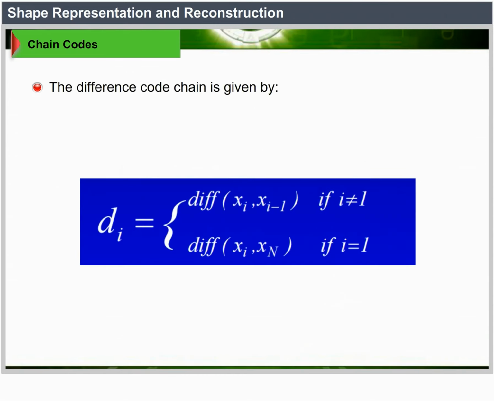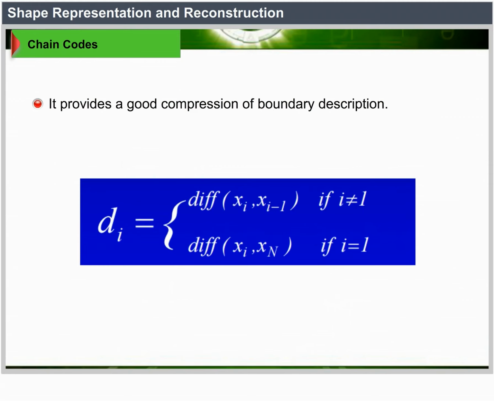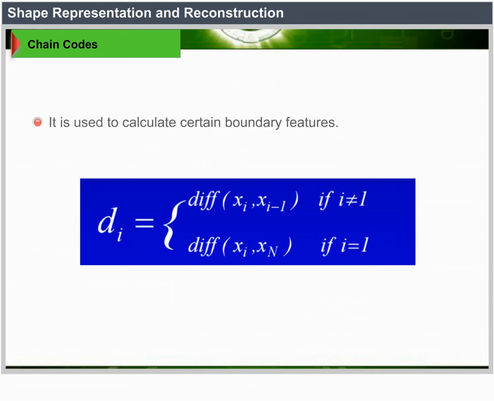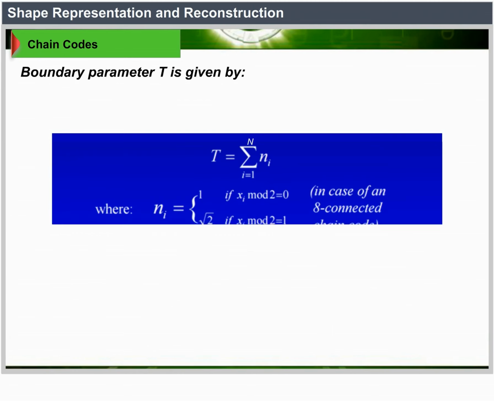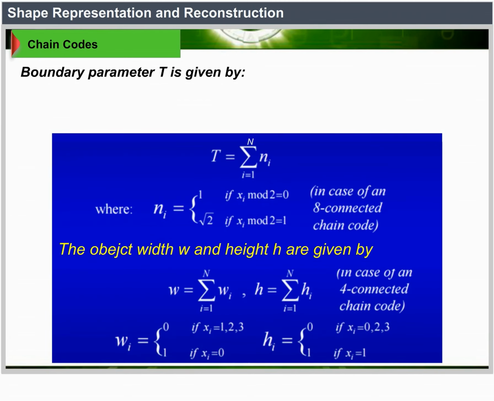The difference code chain is given by the expression. It provides a good compression of boundary description. It is used to calculate certain boundary features. Boundary parameter T is given by the expression now seen on screen. The calculations for the object width W and height H are also shown on screen. Chain codes are also used to calculate object area.